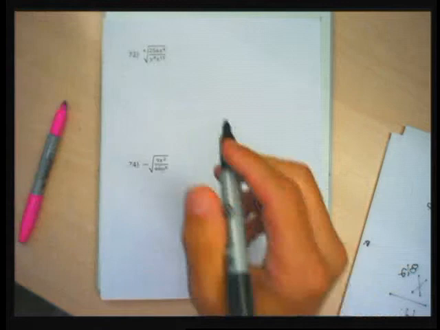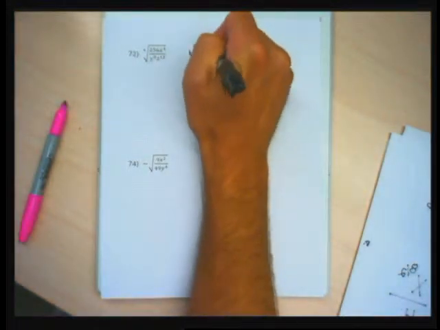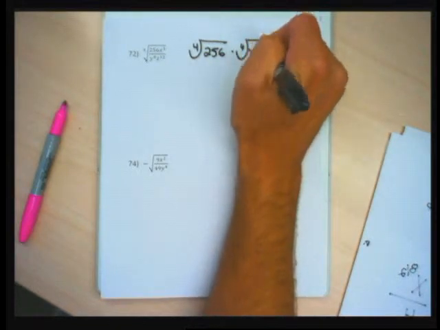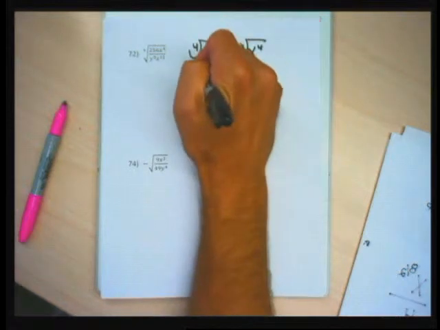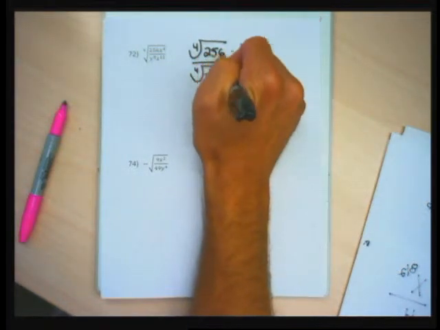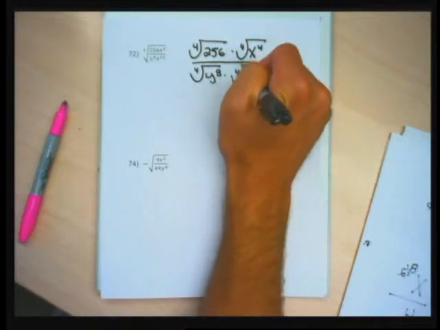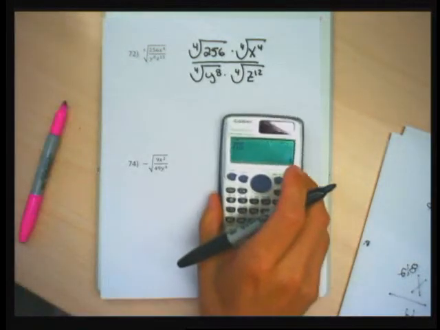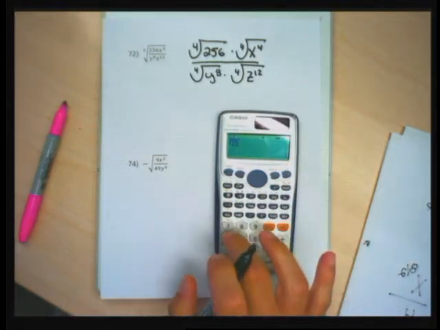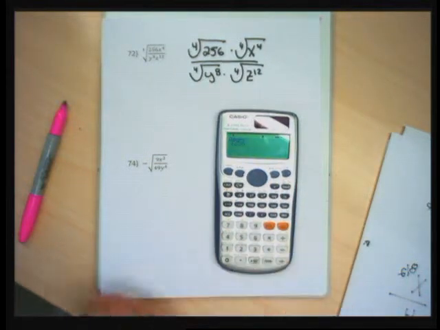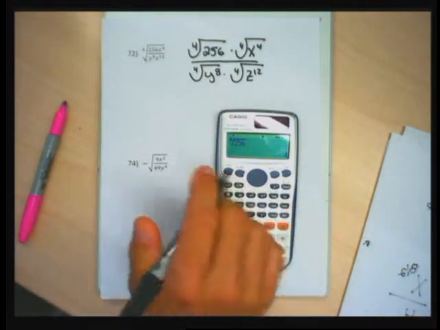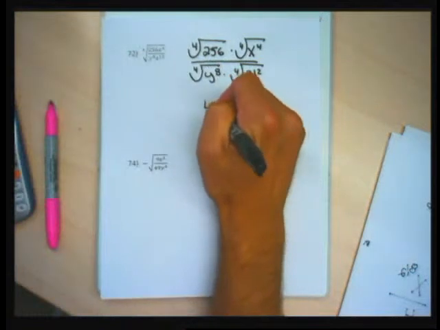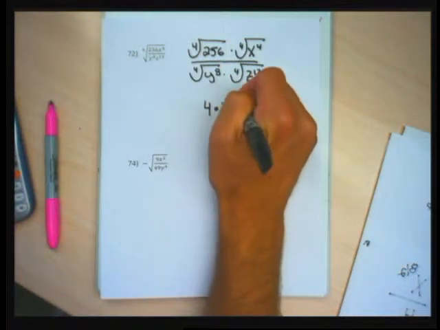72, I'm going to treat like 4 problems. I'm going to do the 4th root of 256 times the 4th root of x to the 4th in the numerator. And in the denominator, I'm going to do the 4th root of y to the 8th times the 4th root of z to the 12th. I don't really need these times symbols. So 4 different problems. First, 4th root of 256. So shift 4th root 256. That turns into a 4. So in the numerator, where the 256 is, I won't have a radical. I'm just going to have the number 4. Don't really need the times sign, but I can have the times sign if I want it.